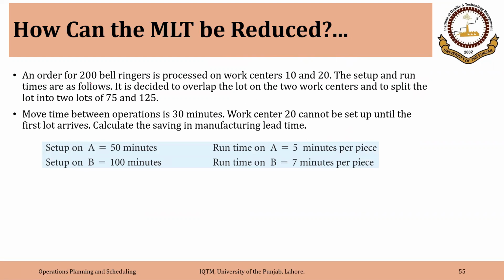An order for 200 bell ringers is processed on work centers 10 and 20. For the sake of simplicity, on the previous slide as well as in this example, we are assuming 2 work centers, but of course we can have more. Setup and run times are as follows. It is decided to overlap the lot on the 2 work centers and to split the lot into 2 lots of 75 and 125. So this batch of 200 is split into 2 lots of 75 and 125. You could say that this is the production batch, and it has been split into 2 transfer batches of size 75 and 125. Move time between operations is 30 minutes. Work center 20 cannot be set up until the first lot arrives. Calculate the saving in manufacturing lead time.